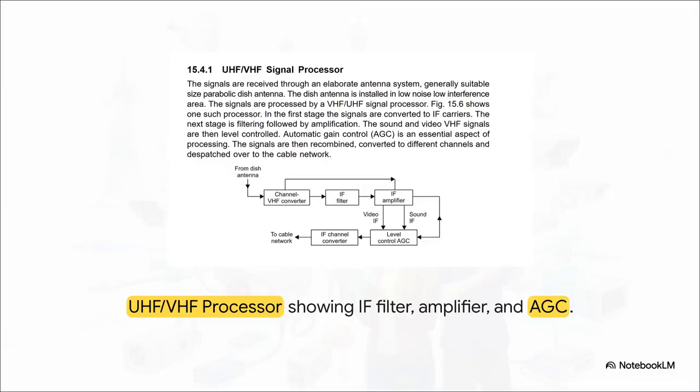Following that exact signal from the dish antenna, it hits the channel to VHF converter, then sweeps straight through the IF filter and amplifier. The real secret weapon in this process is the feedback loop, the automatic gain control. This is an absolute necessity to ensure the video and sound IF signals hold a constant, optimal strength before they ever hit the channel converter and go out to the entire city.